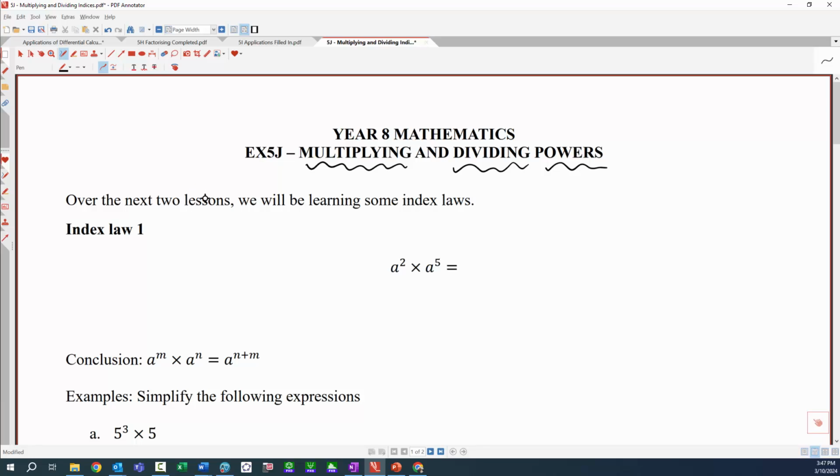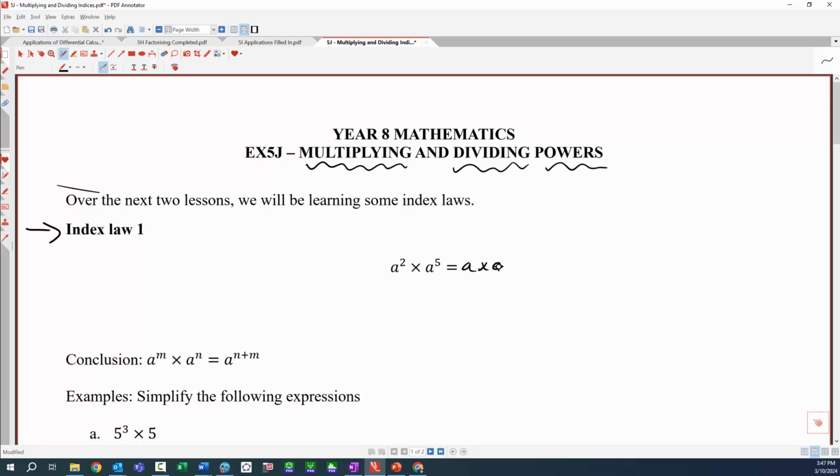To go through the index laws, I'm going to get you to write down your heading, which is index law 1. I'm going to explain how the index law works, and then you're going to put down, in conclusion, the index law. If we imagine this problem here, we've got a to the 2 times a to the 5. What we can do is imagine this written in what we call expanded form.